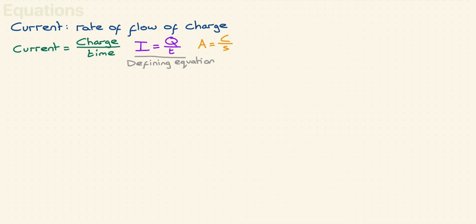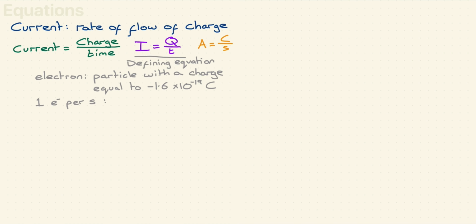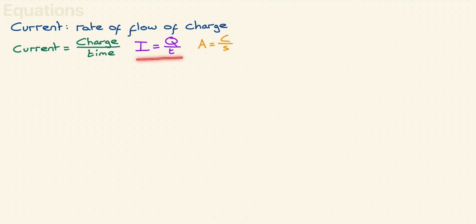We often think of current in terms of electrons moving around a circuit, but current is not the number of electrons per second, it's the charge carried by those electrons per second. One electron has a charge of minus 1.6 times 10 to the minus 19 coulombs, so if we have 1 electron per second going round a circuit, the current would be minus 1.6 times 10 to the minus 19 coulombs per second, which is minus 1.6 times 10 to the minus 19 amps. Current equals charge over time.